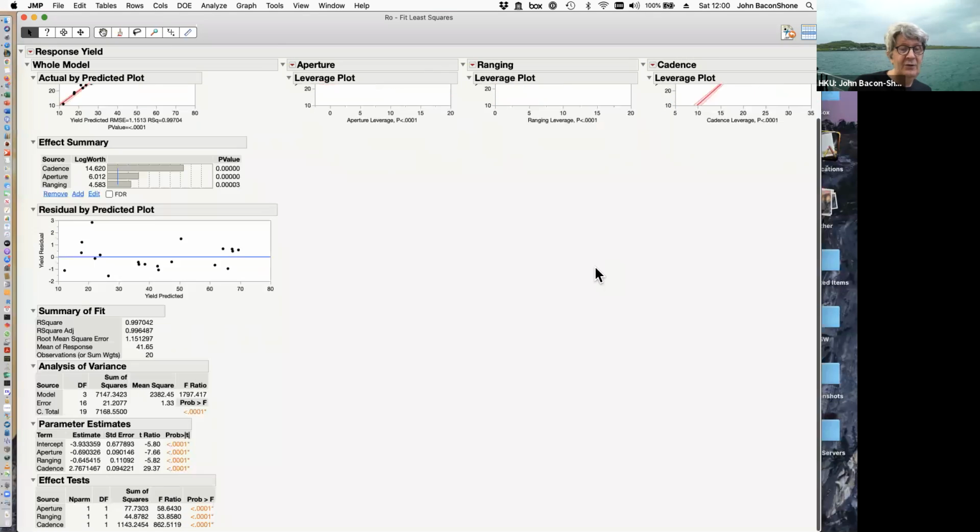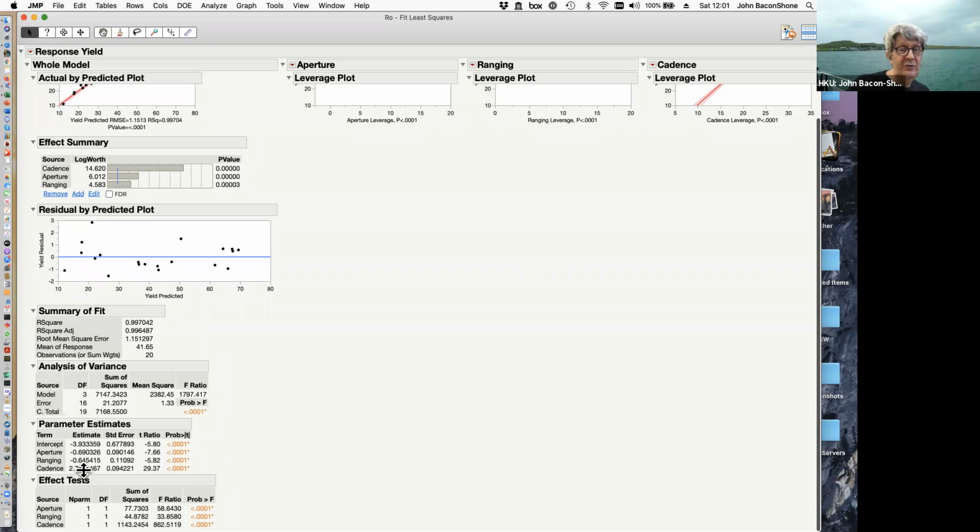This says, yes, aperture, ranging, and cadence are all very strongly significant. So it's not that they're not all useful. They truly are all useful. However, look at the estimate of the slope, and you will see something odd.